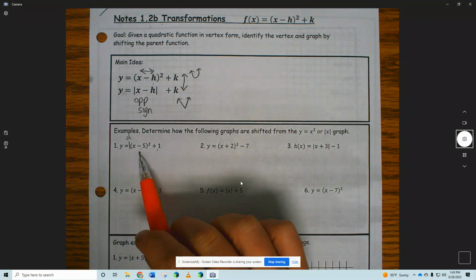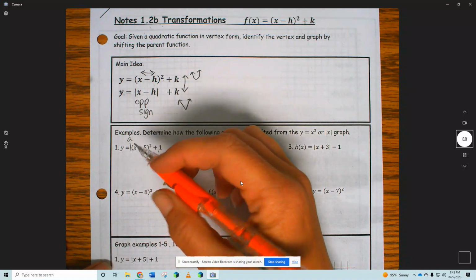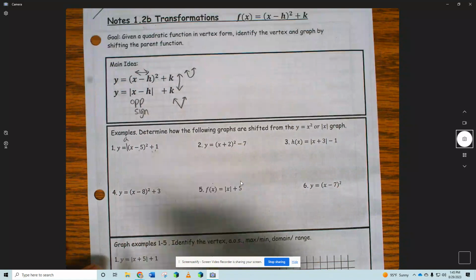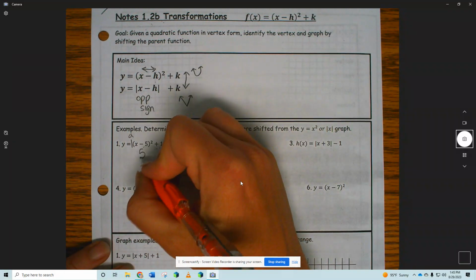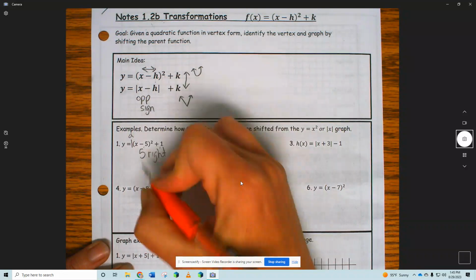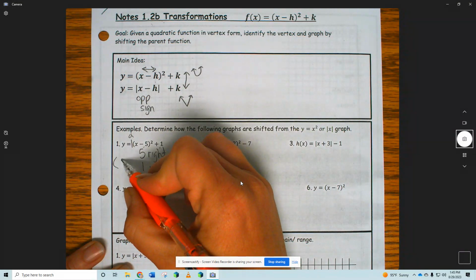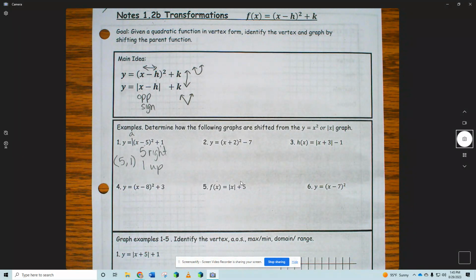All right, so we're going to do in words what the movement is. So 5 to the what, 1 to the what? I need volunteers. 5 right, 1 up. And I want you to write the vertex. 5, 1 would be the vertex. And that's all we're doing for 1 through 6.